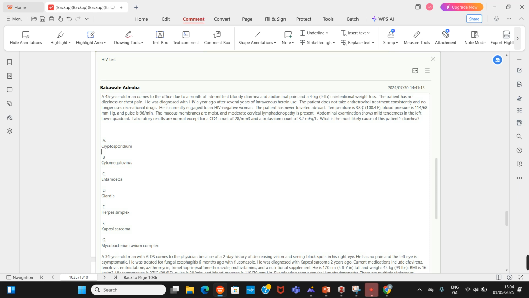The temperature is 38 degrees Celsius and the mucous membranes are moist. Moderate cervical lymphadenopathy is present. Abdominal examination shows mild tenderness in the left lower quadrant. Lab results are normal except for a CD4 count of 28 and a potassium level of 3.2. What is the most likely cause of this patient's diarrhea?